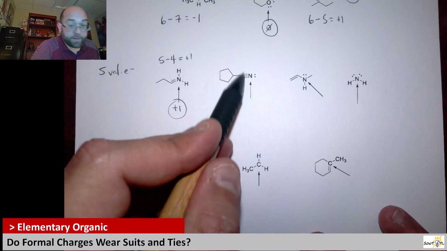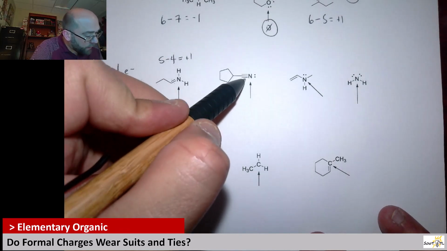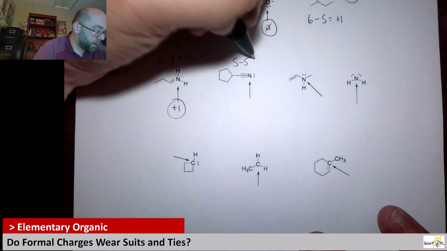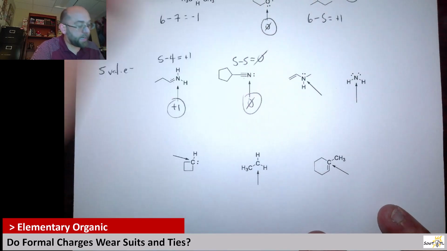We look at this nitrogen. It's got a triple bond, but remember, count each bond once. So it's 1, 2, 3, 4, 5. So it would have been 5 minus 5, which is 0. So we don't see any change in the formal charge based off the periodic table.